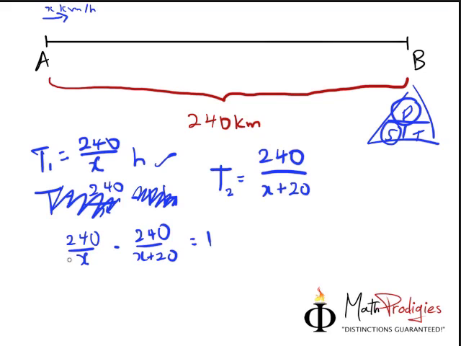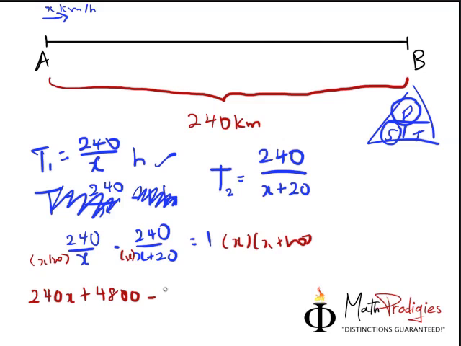But anyway, what do we do here? We simply have to make the denominators the same. In this case, we multiply this by x plus 20, and in this case, we multiply it by x. Don't forget to multiply both sides. So we just multiply by x and x plus 20. We multiply this by x plus 20, and we get 240 x plus 20, and 20 times 240 will give you 480.